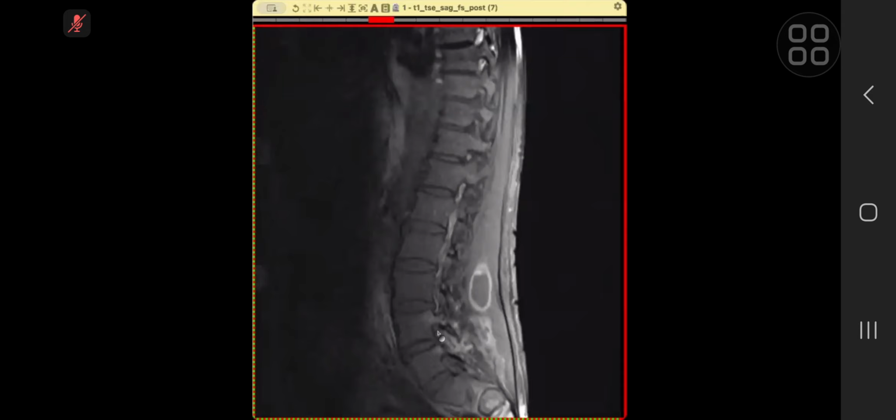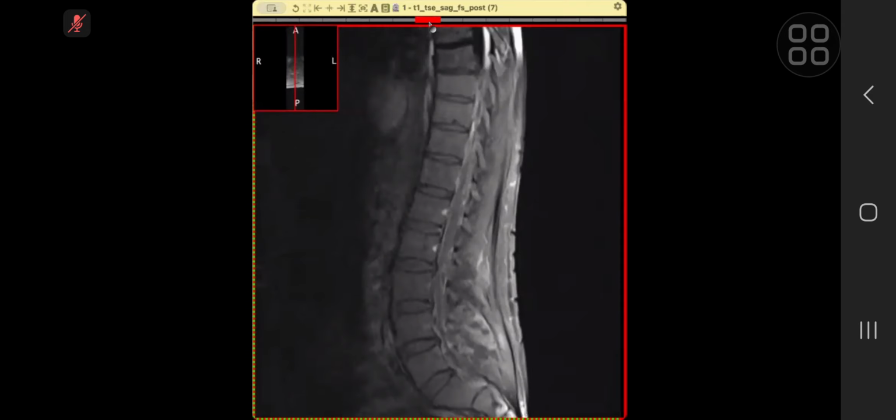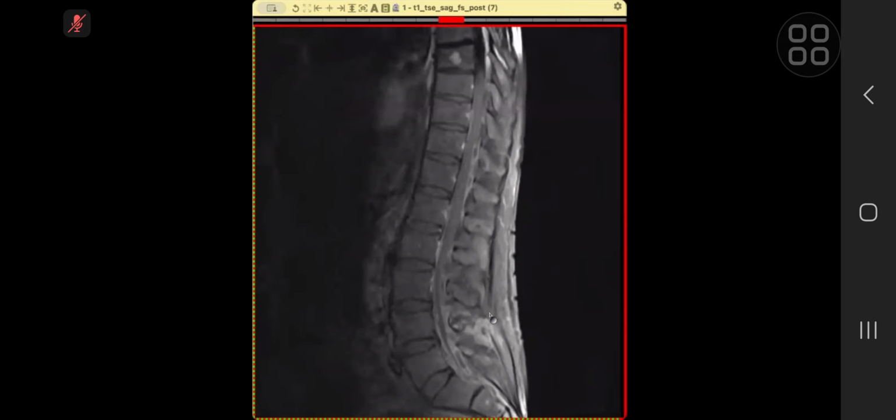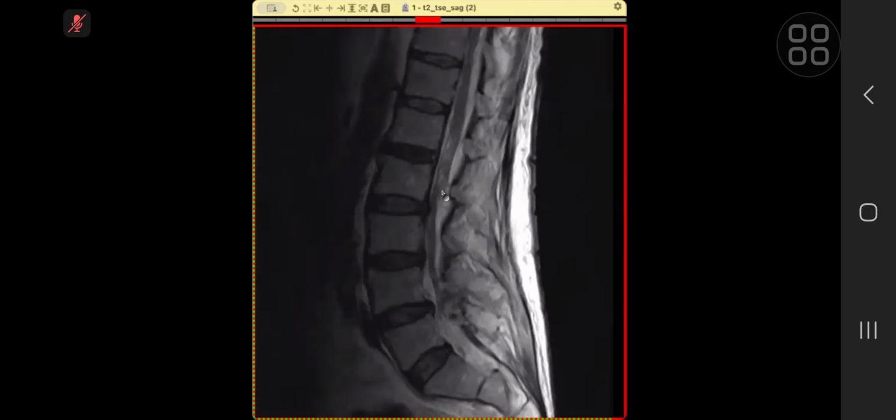Over here, there is an enhancement. Any other involvement? And over here, there is also involvement within the CSF canal. Right. Okay. Thank you. So basically the diagnosis is correct, but I just want to point out a few further findings.